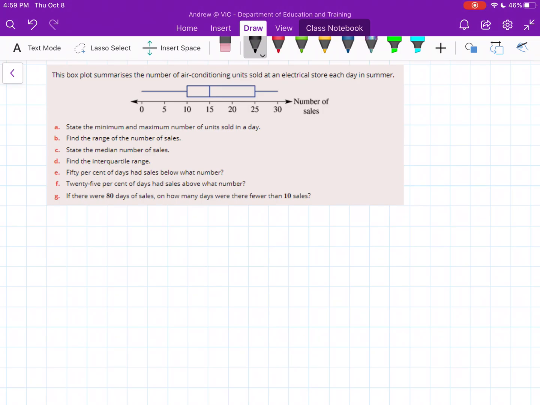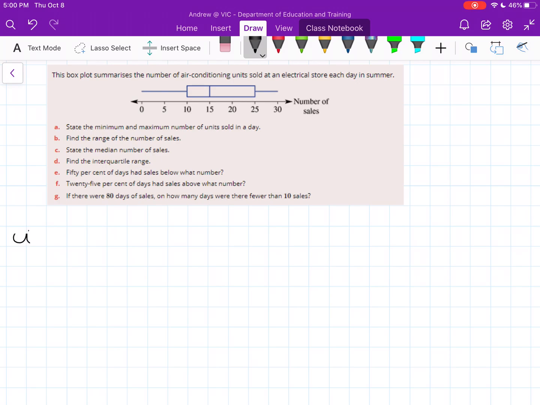G'day everyone, so in this we're going to be looking at interpreting box plots. There's a lot of data that's actually given within a box plot, and it's just breaking down what all of this actually means. The box plot summarizes the number of air conditioning units sold in an electrical store each day in summer. So it's given some understanding of what numbers we're dealing with here, and we're just going to go through these questions.